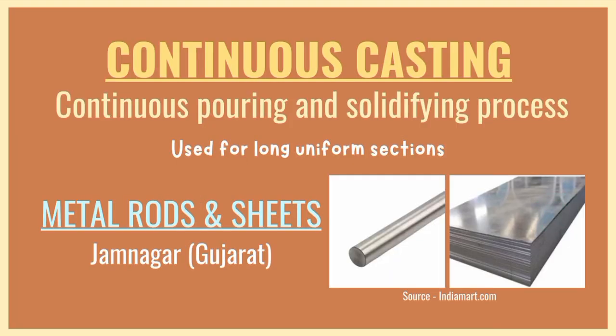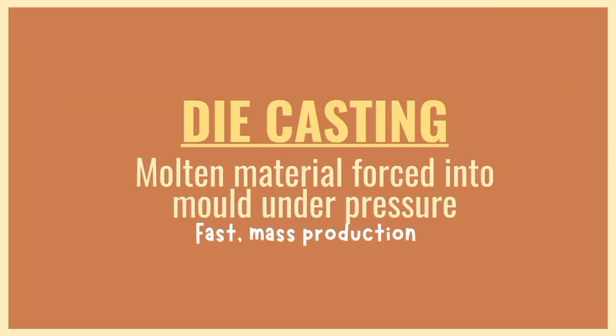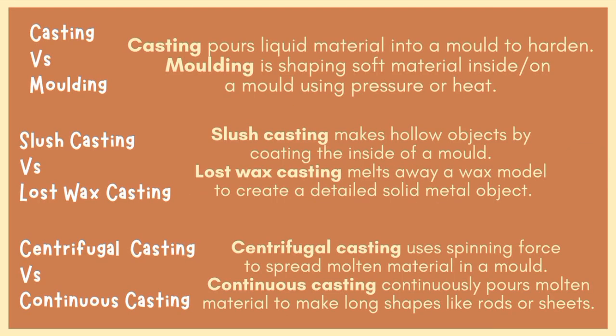We have the continuous casting. Here you just pour your material constantly instead of rotating your mold constantly. Okay, metal rods and sheets are made out of this in Jamnagar, Gujarat. Die casting is where the molten material is forced into the mold under pressure. Very fast because your material goes inside, taking less time because a lot of pressure is being put on.